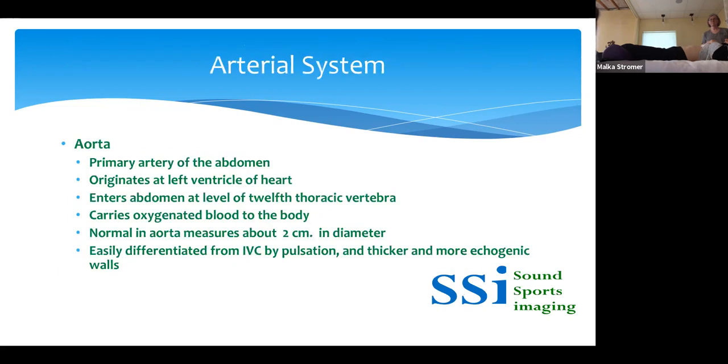The aorta, as we know, is the primary artery of the abdomen. It originates at the left ventricle of the heart. It enters the abdomen at the level of the 12th thoracic vertebrae and carries oxygenated blood to the body. The normal aorta measures about 2 centimeters in diameter, and it is easily differentiated from the inferior vena cava by its pulsation, its thicker and more echogenic walls because of the muscular walls that arteries have versus veins.